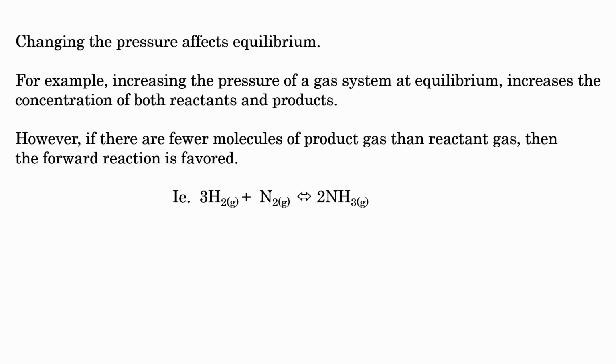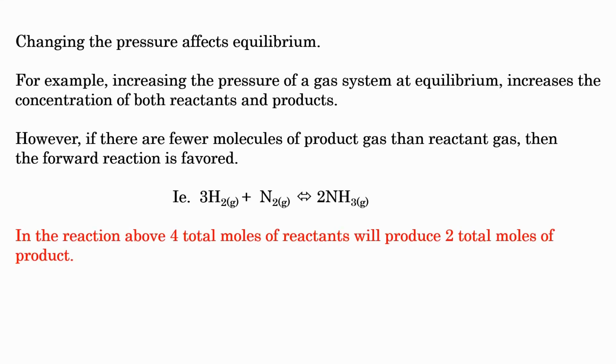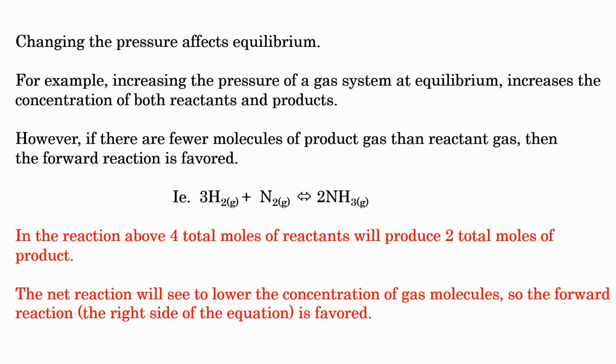For example, when hydrogen gas reacts with nitrogen gas to form ammonia, 3 moles of hydrogen gas and 1 mole of nitrogen gas will form 2 moles of ammonia. In the reaction above, 4 total moles of reactants will produce 2 total moles of product. The net reaction will see a lower concentration of gas molecules, so the forward reaction, the right side of the equation, is favored.